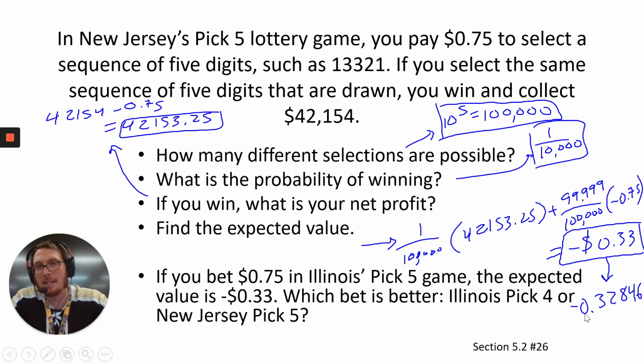Now technically this was negative 32 and like 8/10 of a cent. So if I'm comparing to this other game, they're about the same. They're both losing 33 cents. You might pick one over the other. It kind of depends on what you're looking at, but they're pretty close at that point. Technically, this first one, New Jersey, is a little bit better because it's a little bit closer to 0. But in general, it's pretty close at that point to be the same.